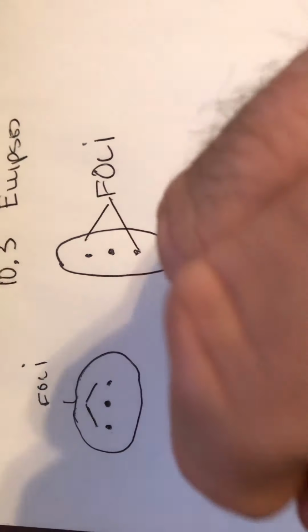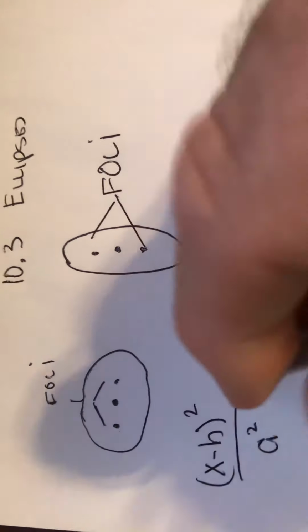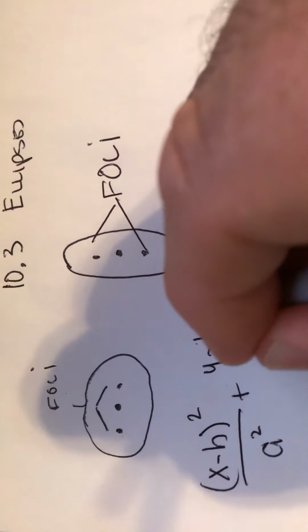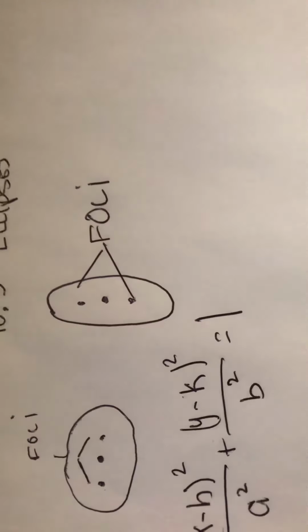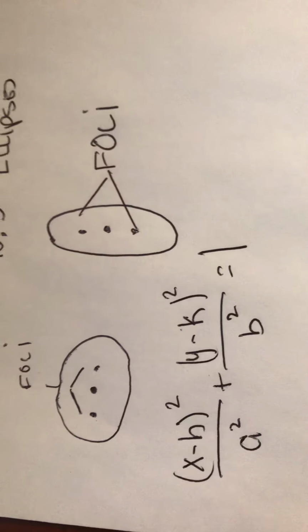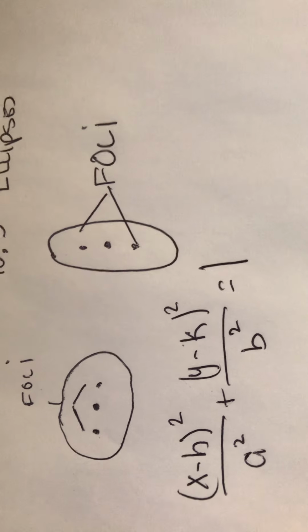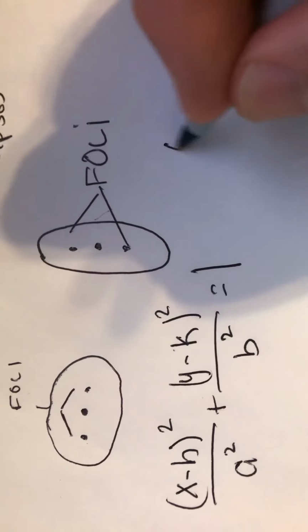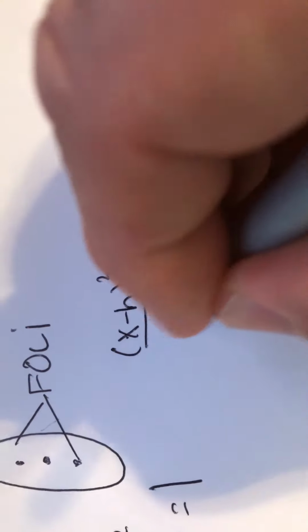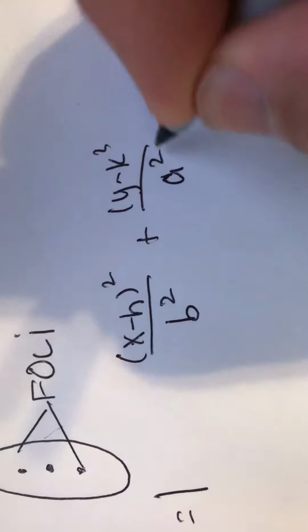If it is a horizontal ellipse, that is your equation: x minus h squared over a squared plus y minus k squared over b squared equals 1. If it's a vertical ellipse, then we have x minus h squared over b squared plus y minus k squared over a squared equals 1.